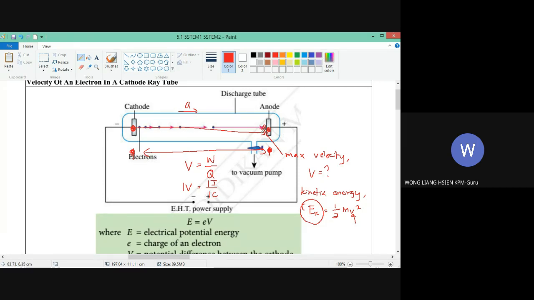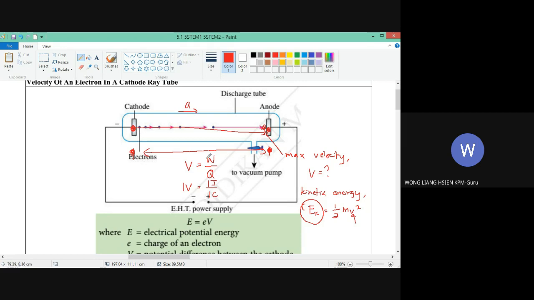So that means at the end, the 1 coulomb of charge will gain the energy of 1 joule when it moves from the cathode to the anode. So when the 1 coulomb of charge gains the 1 joule, what happens to the 1 joule? The 1 joule of energy will be converted into kinetic energy.